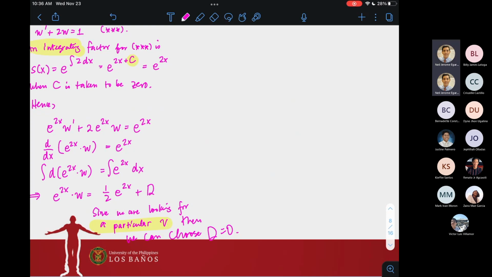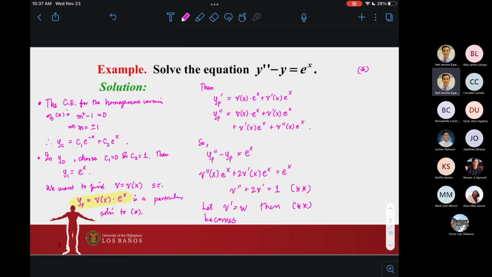So now, thus, we'll have e to the 2x times w equals 1/2 e to the 2x. Kasi nga, pinili ko na ngayon si d to be equal to 0. And then I can divide both sides by e to the 2x. I'll get w equals 1/2 e to the 2x. But remember that w is simply, what is w again? W is v prime in disguise.